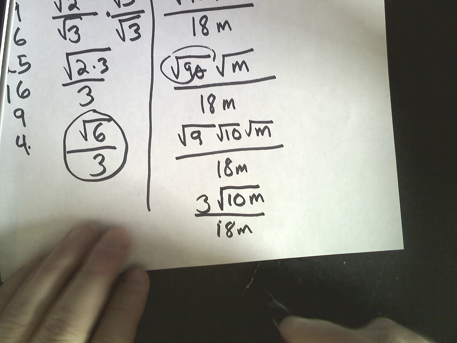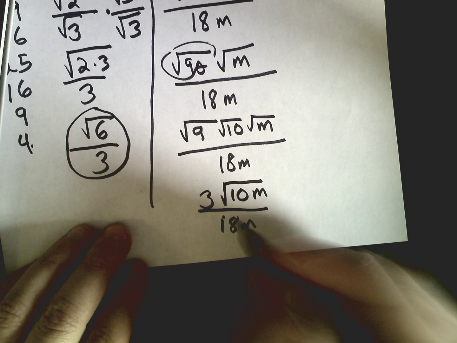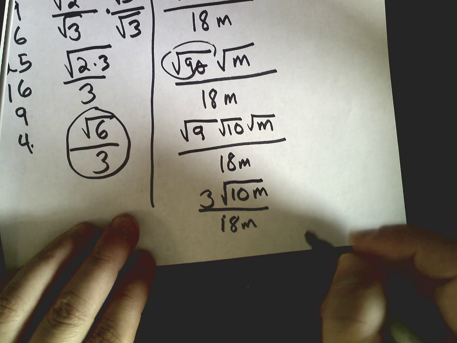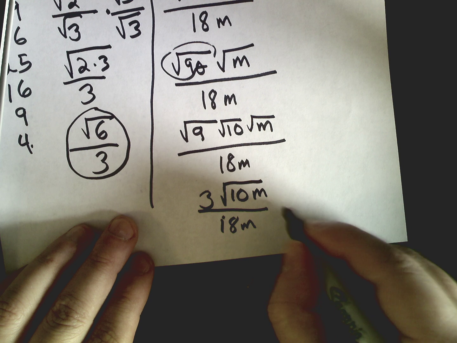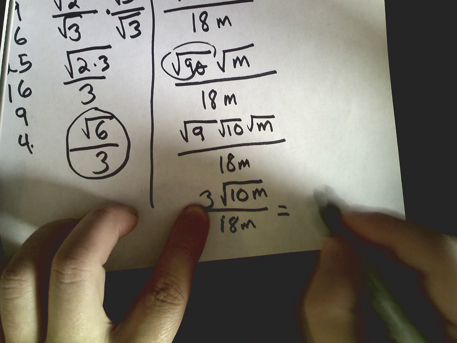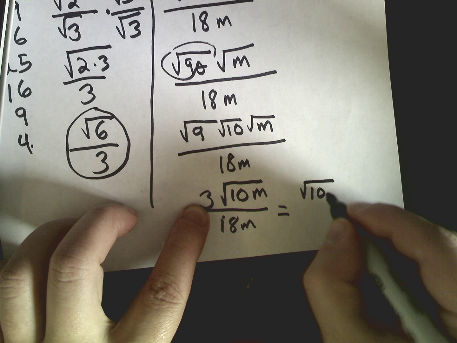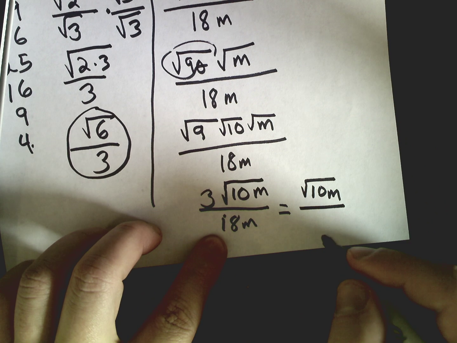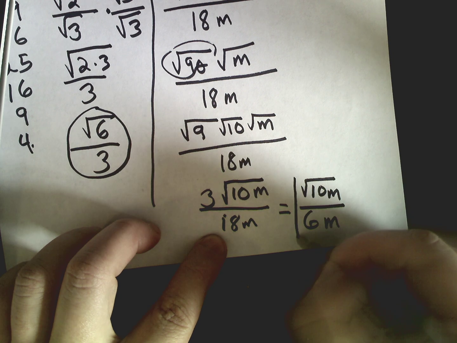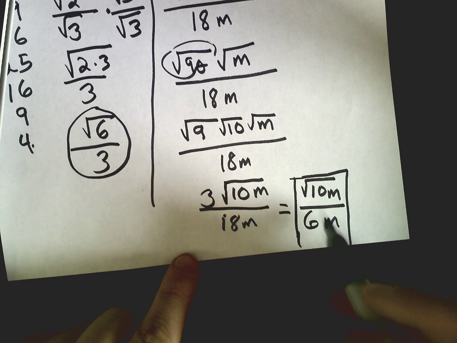Almost done. I mean, this is pretty impressive if you got to this point. Now, 3 and 18 can be reduced. 3 goes into 3 one time, so I can make this 1. 3 divided by 3 is 1, so I'm going to divide it by 1. It shouldn't change it, and that makes it 10m. 18 divided by 3, well, that's just 6m. So our final answer, 3 times square root of 10m over 6m.